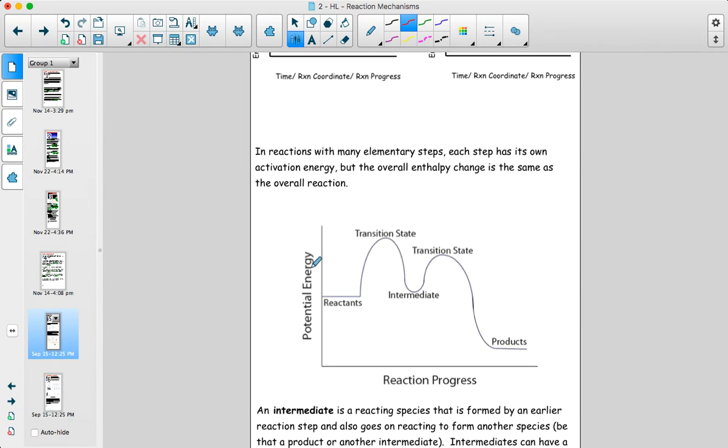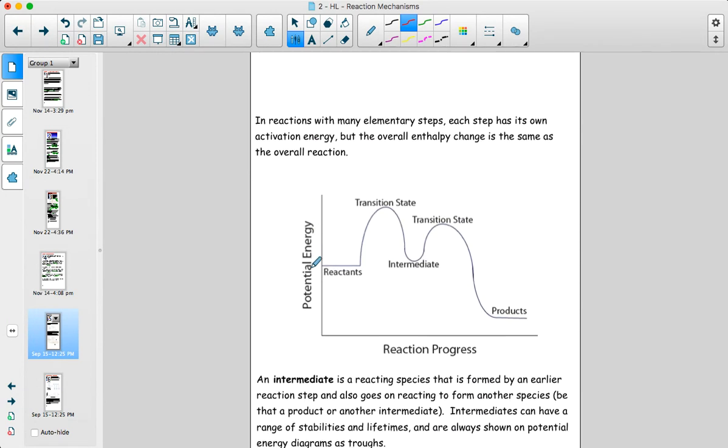In reactions with many steps, every single step has its own activation energy, but the overall enthalpy change is the same as for the overall reaction. So if these are the initial reactants and these are the final products, then the enthalpy change overall is that change here. So we're usually not as concerned with the enthalpy change, or definitely for diploma program chemistry, you're not concerned with enthalpy changes of intermediate steps. You are only concerned with enthalpy changes for overall steps. But it's important that we understand that there are multiple activation energies along the way. So this would be the first activation energy here, and the second would be from here to here.